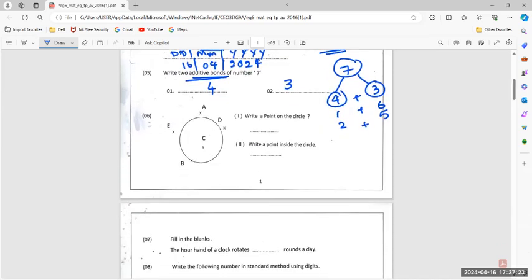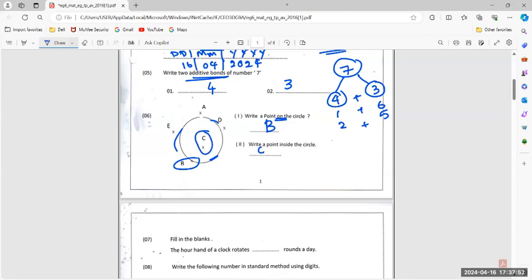Next one is write a point on the circle. So this is the circle, and on the circle means something on that. So it is B. If you see it clearly, you could see that B is on the circle. Write a point inside the circle. Around this is the circle actually. So this is inside the circle. So that is C.